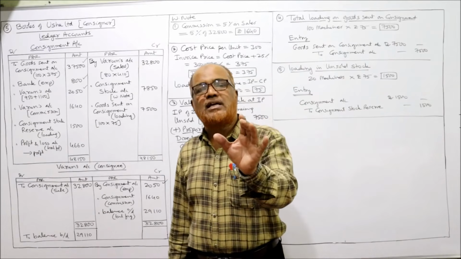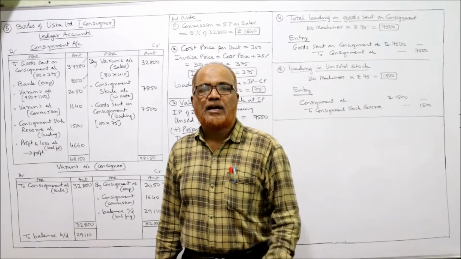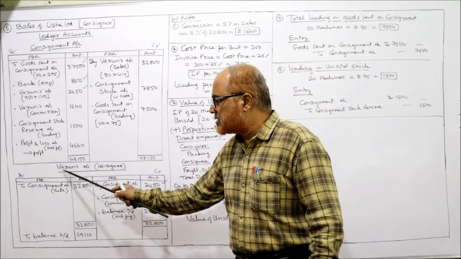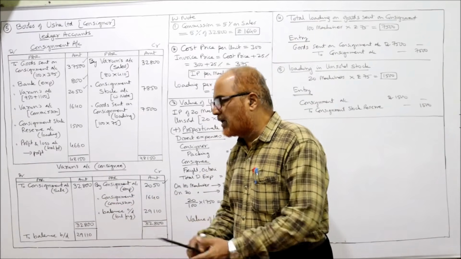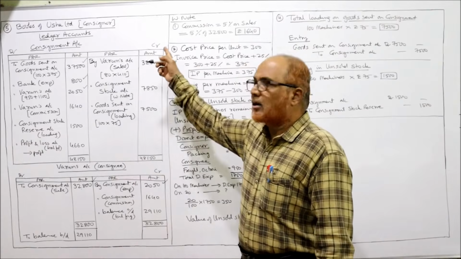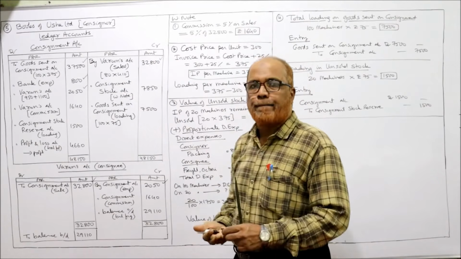What is the entry for sales? Varun's account debit to consignment. Consignee account debit to consignment. So Varun's account debit side to consignment, sale 32,800, sale over. Now consignment account credit side by Varun's account, sales 32,800 over.